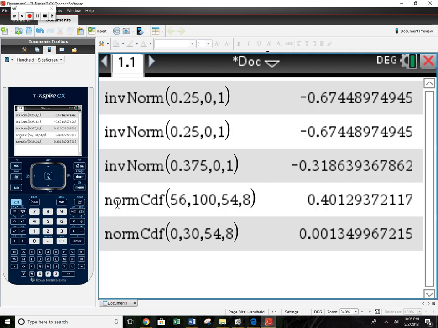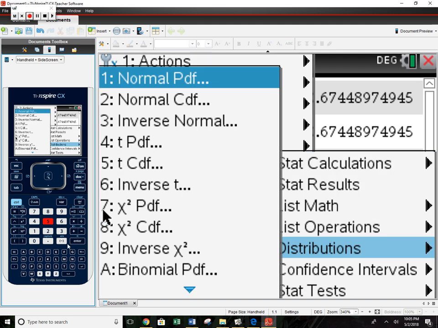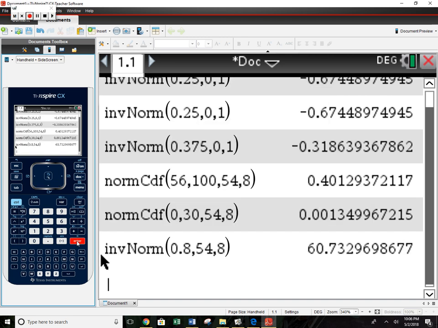So we're going to inverse the normal. So we're going to go menu 6, 5, 3. What was the percent? 80th percentile. So we got to type in 0.80. Type it in as a decimal. The mean is 54. Standard deviation is 8. And there it is: 60.7.